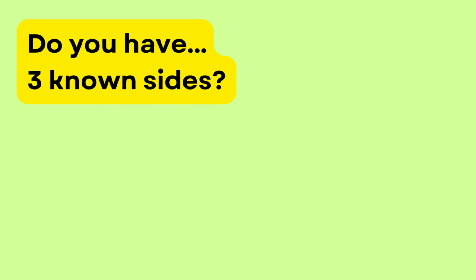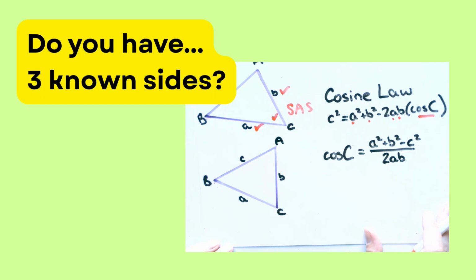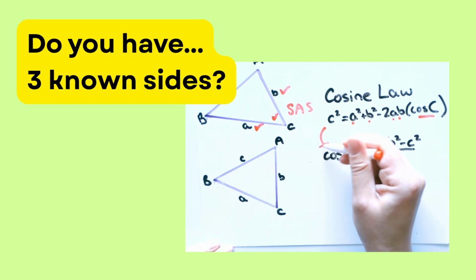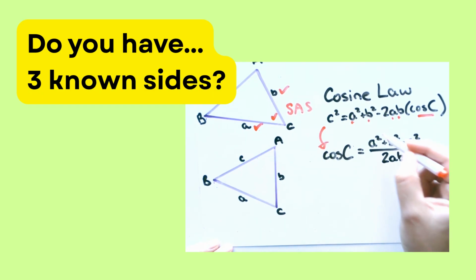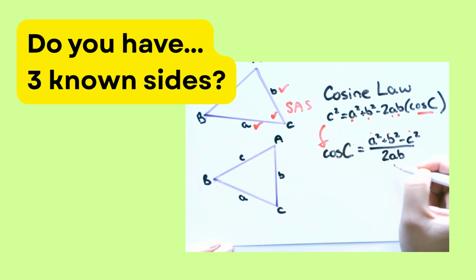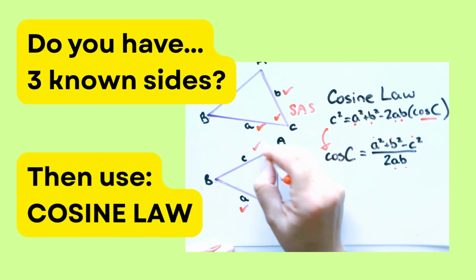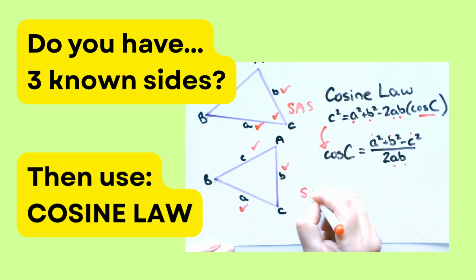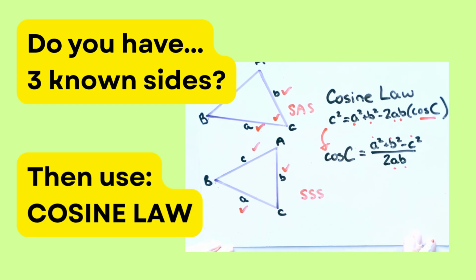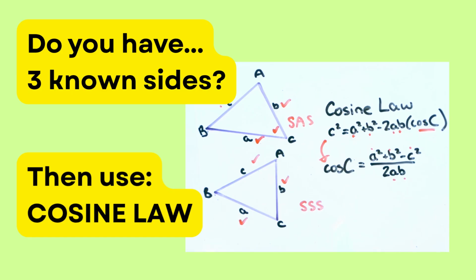And our last example will have three known sides and no known angles. Let's think about it like this. If I were to rearrange my cosine law formula, I would have the angle isolated on one side, and the other side of the formula only has side lengths and no angles. That means that if I have side, side, side, or SSS, which looks like this, I should be using the cosine law to find any missing angle.